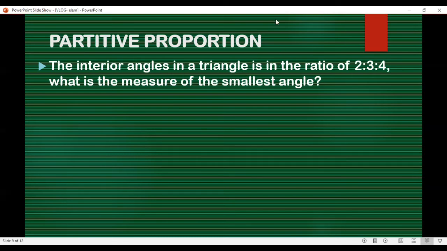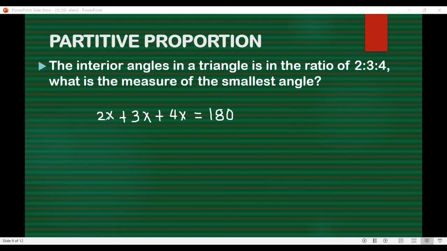Okay, we know that that is equivalent to 180. So how do we solve for that? Again, we simply have your 2x added to 3x added to 4x, and that should give us a sum of 180. Where did we get the 180? This is the sum of the interior angles of a triangle.